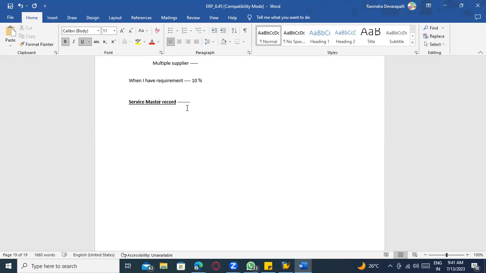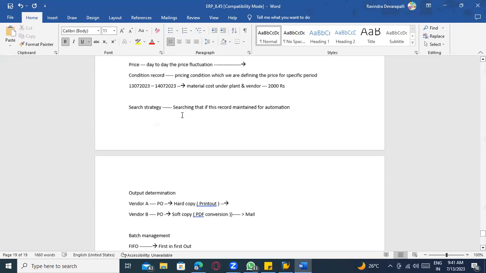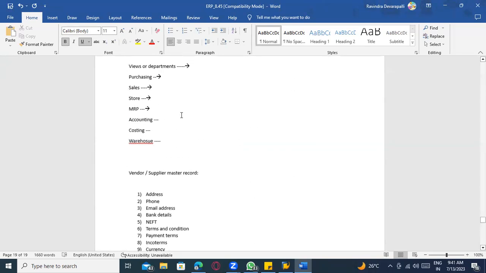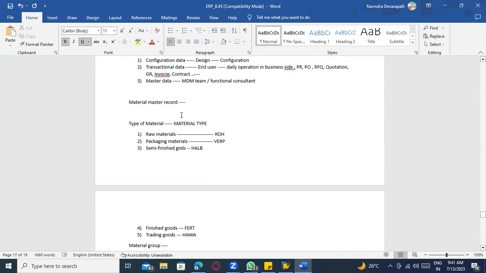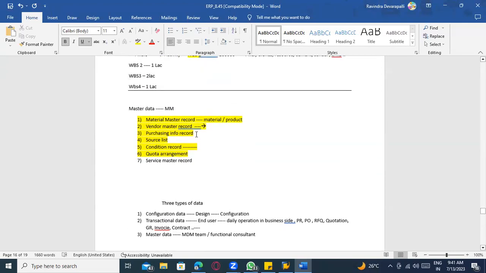Yes. Okay. So these are the master data we have in SAP: material master record, vendor master record, purchasing info record, source list, condition records, quota arrangement, service master record. These are all the master data we have in materials management. So in an interview, if they ask what kind of master data we have, we must tell them this whole list of master data. Clear?